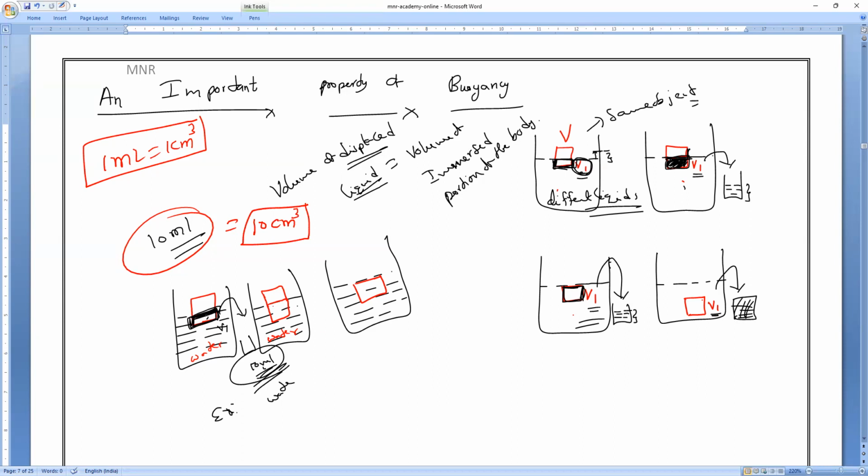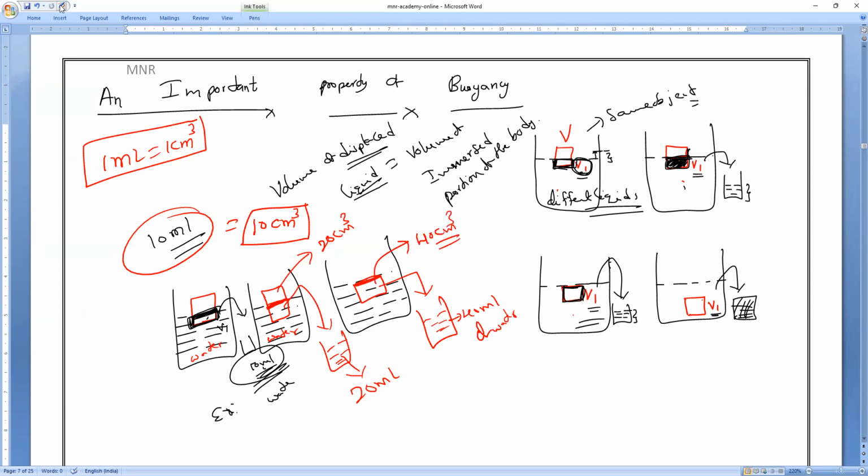Now I dipped half. By the time, imagine I collected around 20 ml of water. Then what is the volume of the immersed portion? 20 cubic centimeter. Now I immersed it completely. Now imagine I collected 40 ml of water. Then what is the volume of the entire block? 40 cubic centimeter. Understand, everybody?